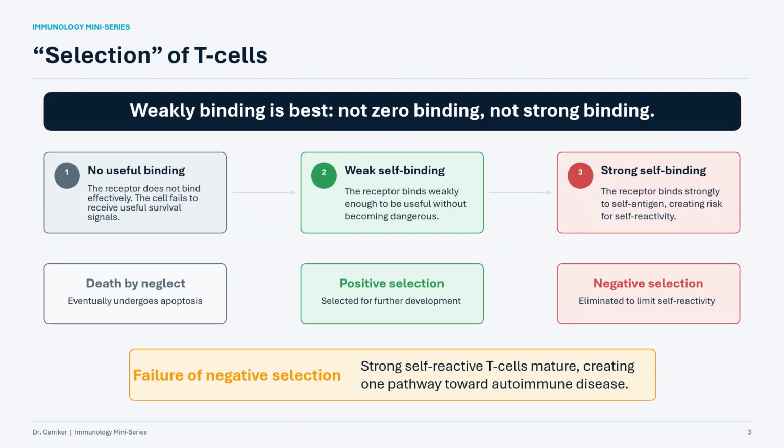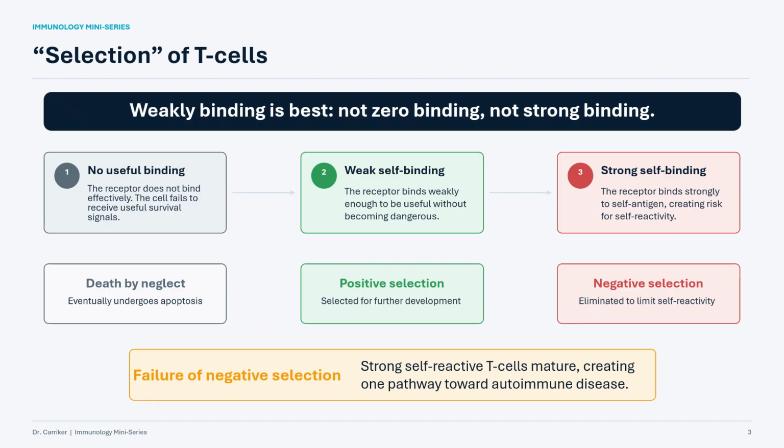So let's talk about selection of T cells. This slide gives us some of the vocabulary of T cell selection: death by neglect, positive selection, and negative selection. Positive selection means a weakly binding T cell is kept for further development.